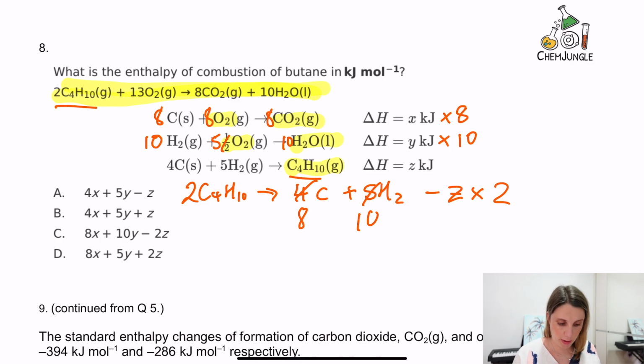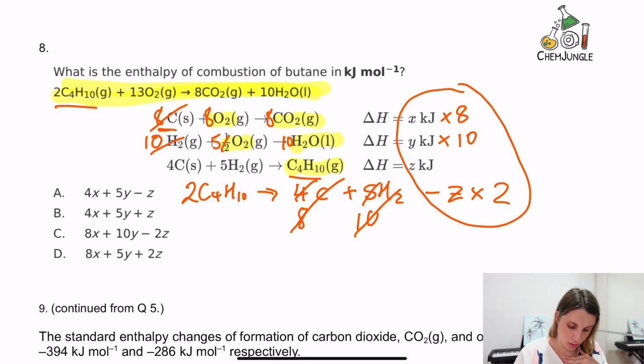Now, if you've been paying attention to the numbers here, you'll notice that I also made 8 carbons here. So that means that these will cancel out overall, and that means that your equation overall, when you push them together, you would get the one at the top. So all that I need to do is to add all of these things together. So it becomes 8x plus 10y minus 2z. So the answer is C overall.